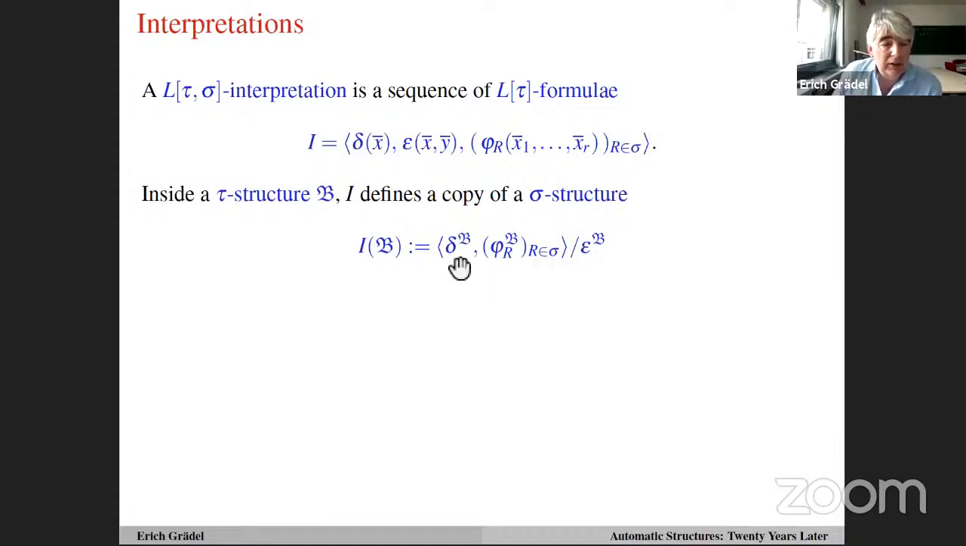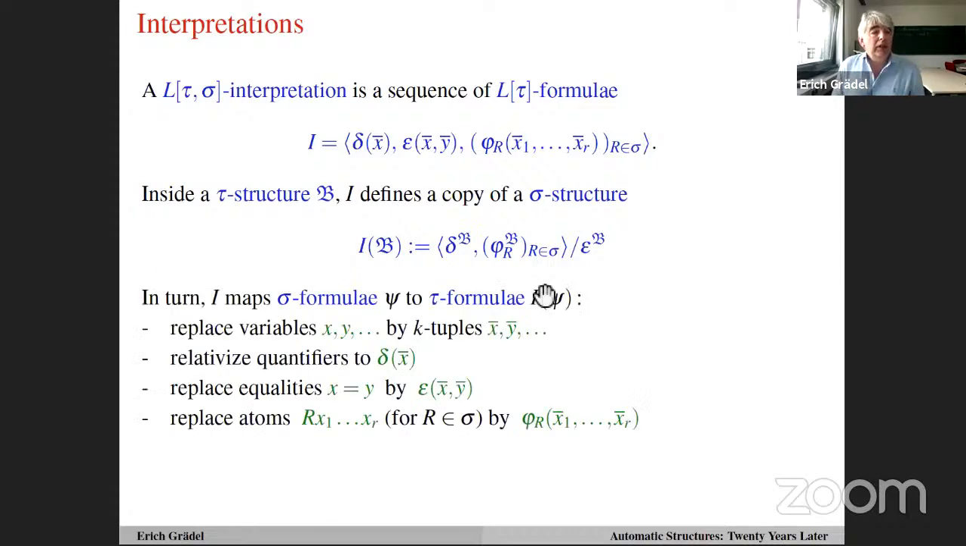Take the set of tuples satisfying the delta formula, take the set of relations defined by the formulas for the relations, and factor out the equality relation defined by the epsilon formula. Of course, to be well defined, this requires that the epsilon formula defines a congruence relation on the structure with universe delta and the relations defined by phi. But if it does, this is well defined, we take the quotient structure, and this is the structure that the interpretation defines. So in one direction, the interpretation defines a sigma structure inside a tau structure.